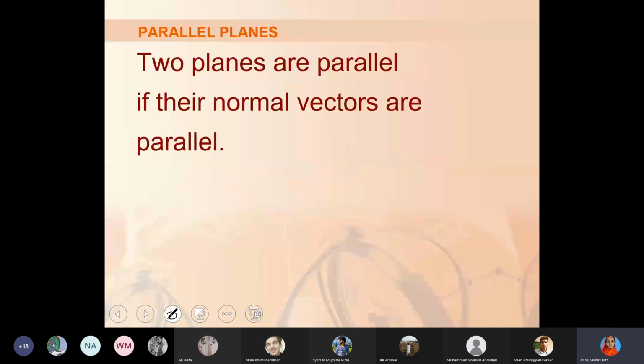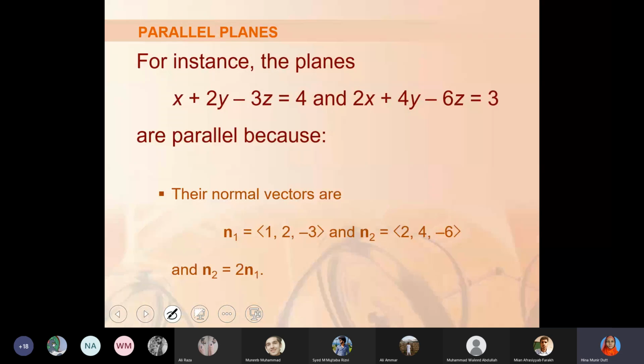So parallel planes: two planes are parallel if their normal vectors are parallel, and we can easily see by looking at the equation of the planes whether they are parallel or not. That is, we are given the equation of the planes.